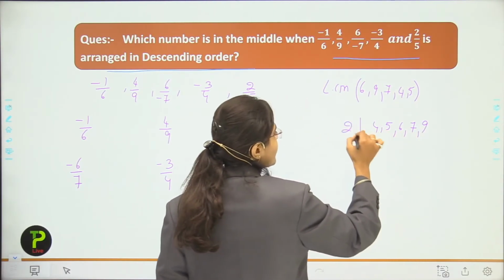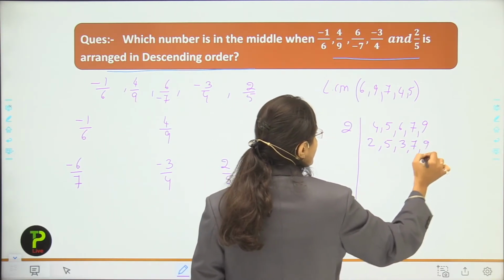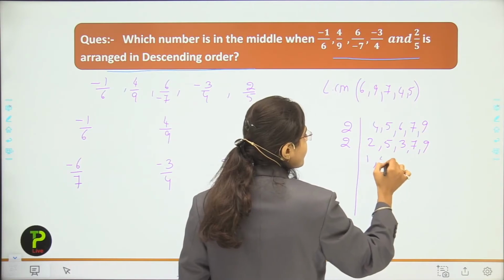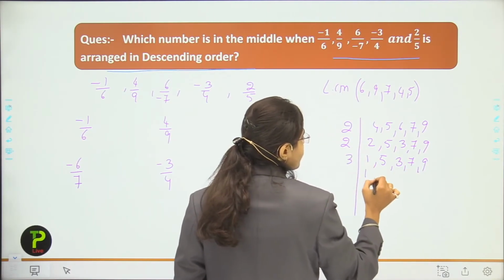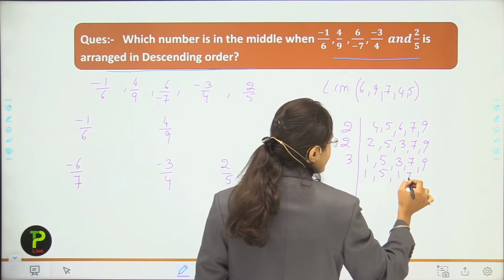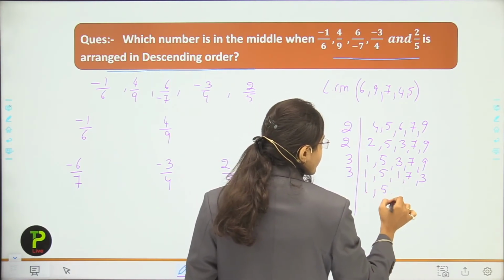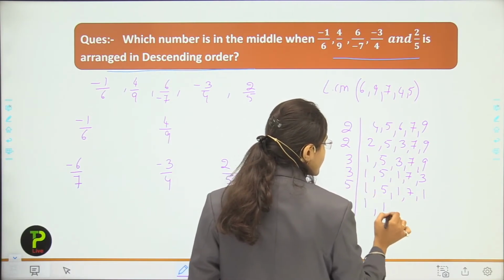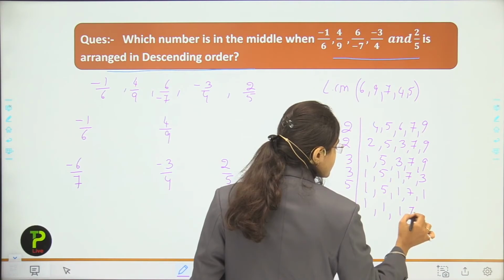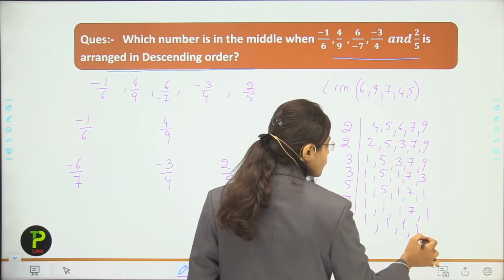So it goes in a table of 2. So 2, 5, 3, 7, 9. Alright. Again it goes in a table of 2. 1, 5, 3, 7, 9. Then 3, 1, 5, 1, 7, 3. Then 3, 1, 5, 1, 7, 1. 5, 1, 1, 1, 1, 7, 1. 7, 1, 1, 1, 1, 1, 1.